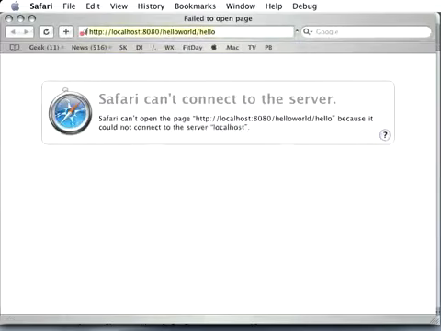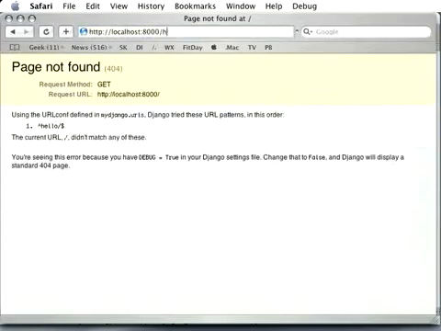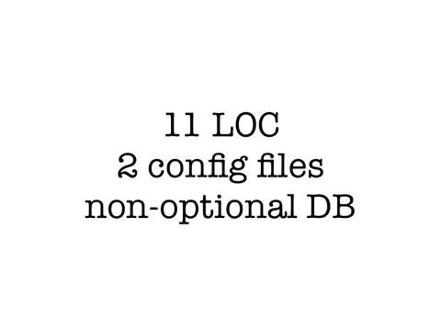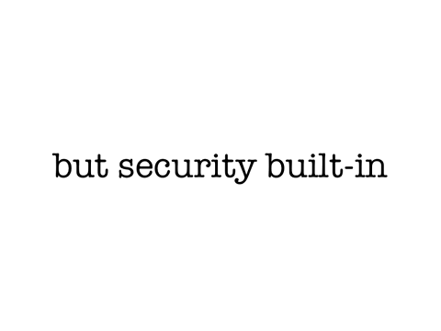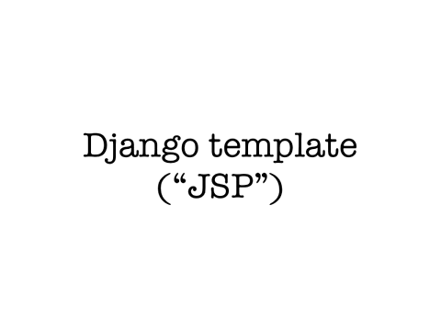Now let me go to the browser and, oh god, what port was that again? Oh yes, 8000, not 8080. Page not found. Let's see, it didn't like that. Oh right, I forgot. Add hello to that, and I get hello from Django. Alright, so we had a few fits and starts there, but 11 lines of code, 2 configuration files, non-optional database. Not optimal, but it worked. That regex-based URLs, that's a little annoying. Security was built in, at least authentication. We haven't seen the rest of it in play yet.